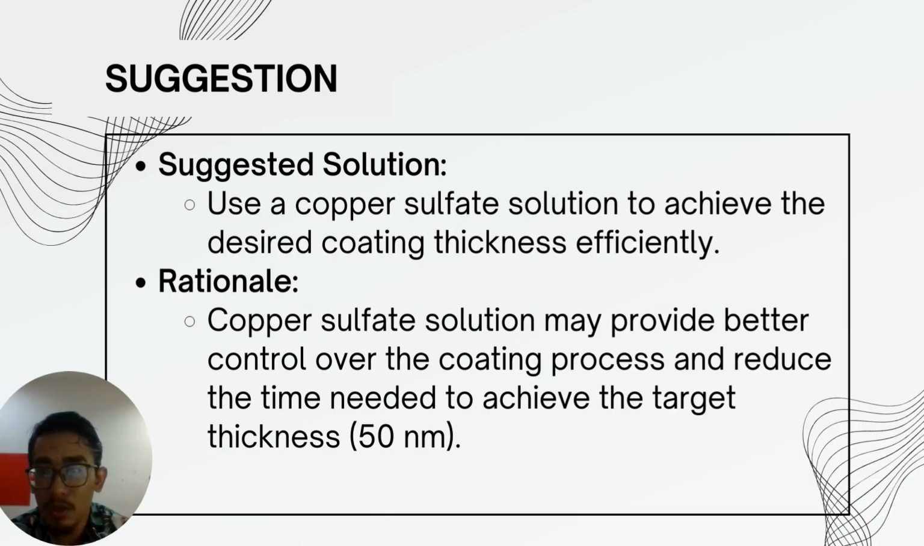For suggestion, as told, we need to achieve the experiment target, which is to ensure the metal covering the coin is 50 nanometers thick. To achieve this goal, we suggest the use of a solution that contains the coating metal. For this experiment, copper sulfate solution can be used. If you don't use this solution as suggested, the time it takes to coat is long.